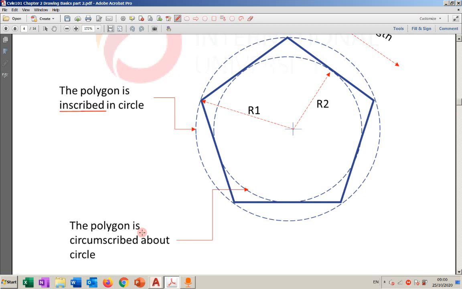we say the polygon is circumscribed about the circle. Circumscribed means that it's touching the circumference of the circle. Look here, this is the circumference of the circle. It means that we have a tangent to the circle. We call it, the polygon is circumscribed about the circle. Whichever method you use, you will end up with the same polygon. You can draw the same polygon with either of those two methods.